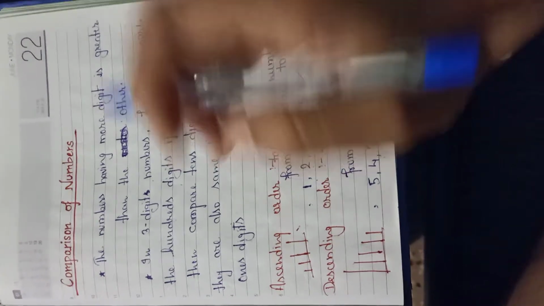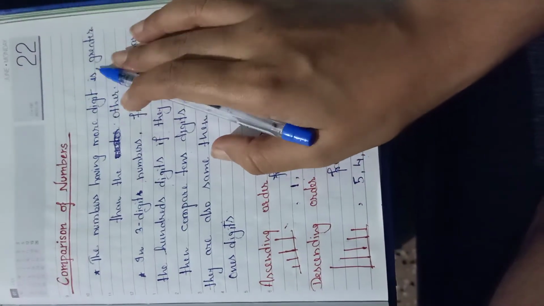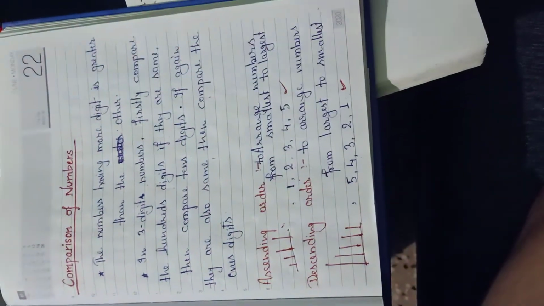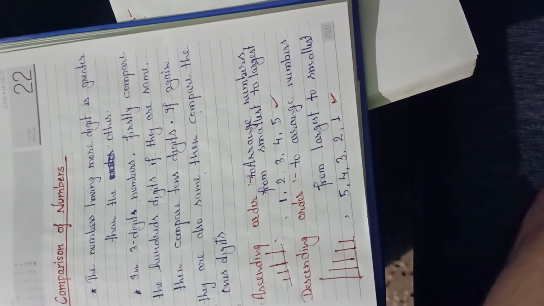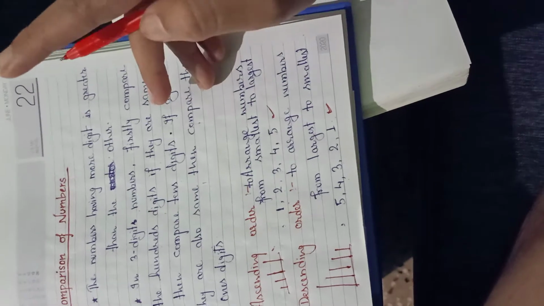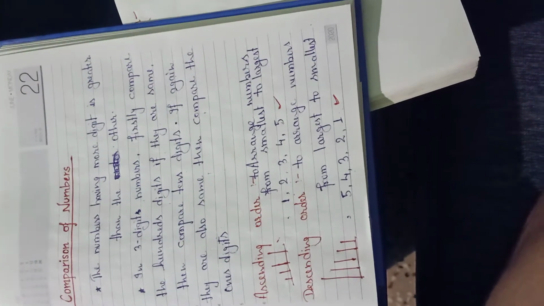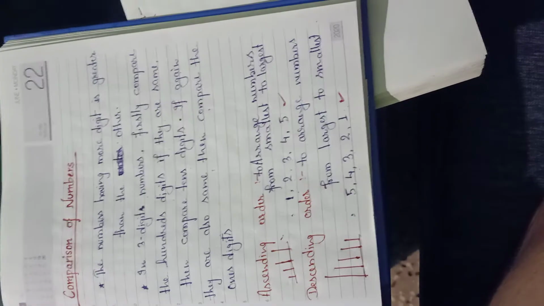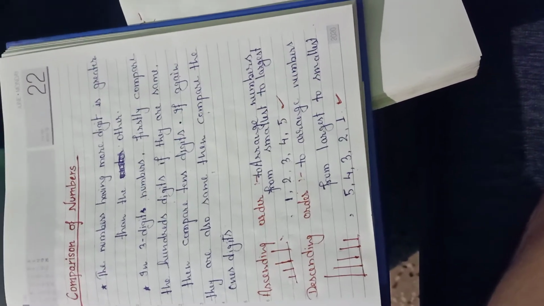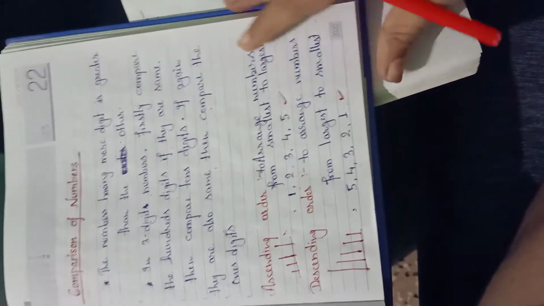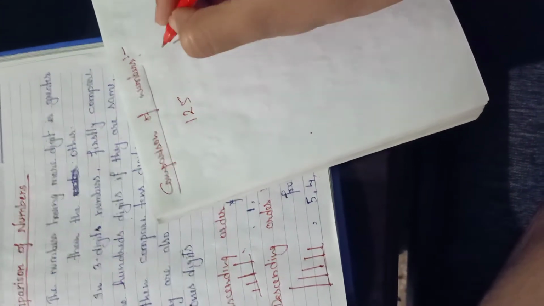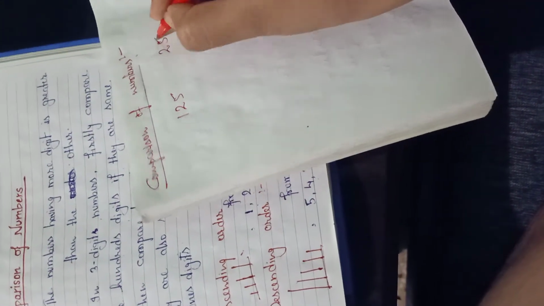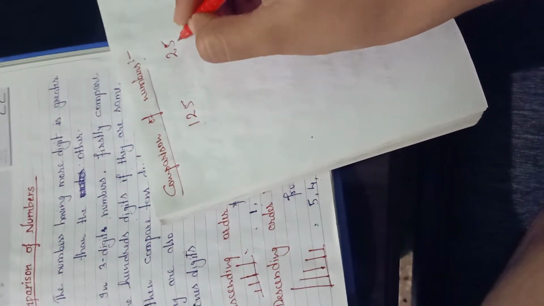First point is the number having more digits is greater than the others. So if we are taking two numbers and they are of different digits, means if one is a 2-digit number and the second one is a 3-digit number, the number which has more digits is bigger as compared to the other. So here I am taking the example of a 3-digit number and a 2-digit number.